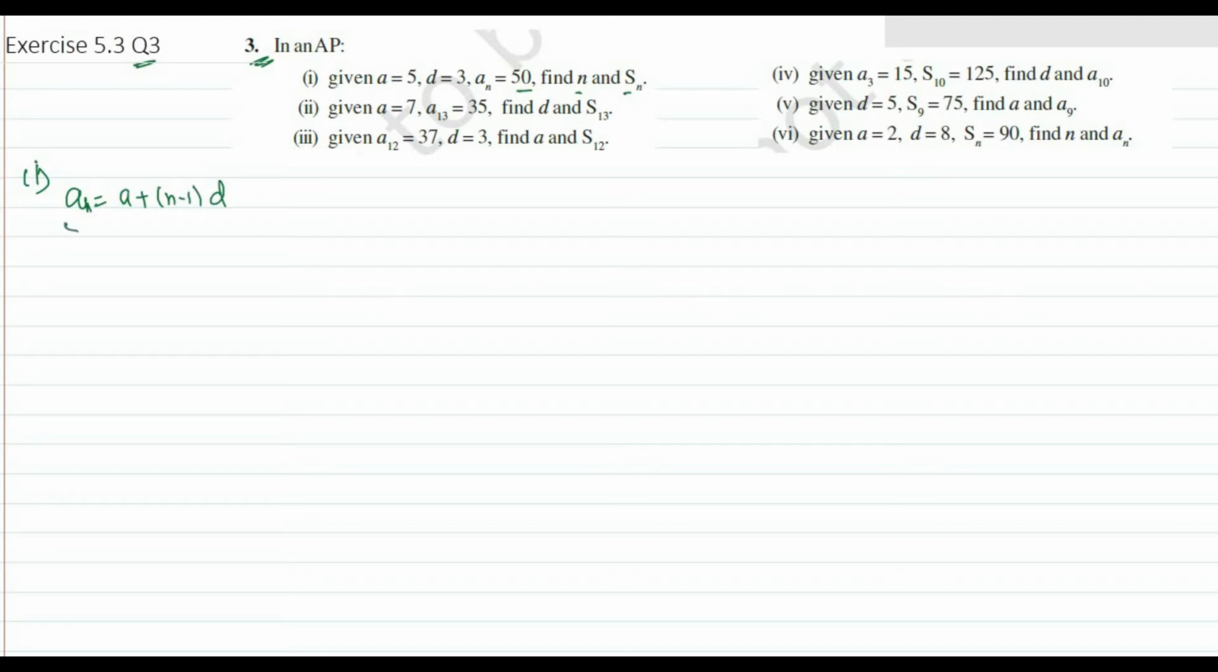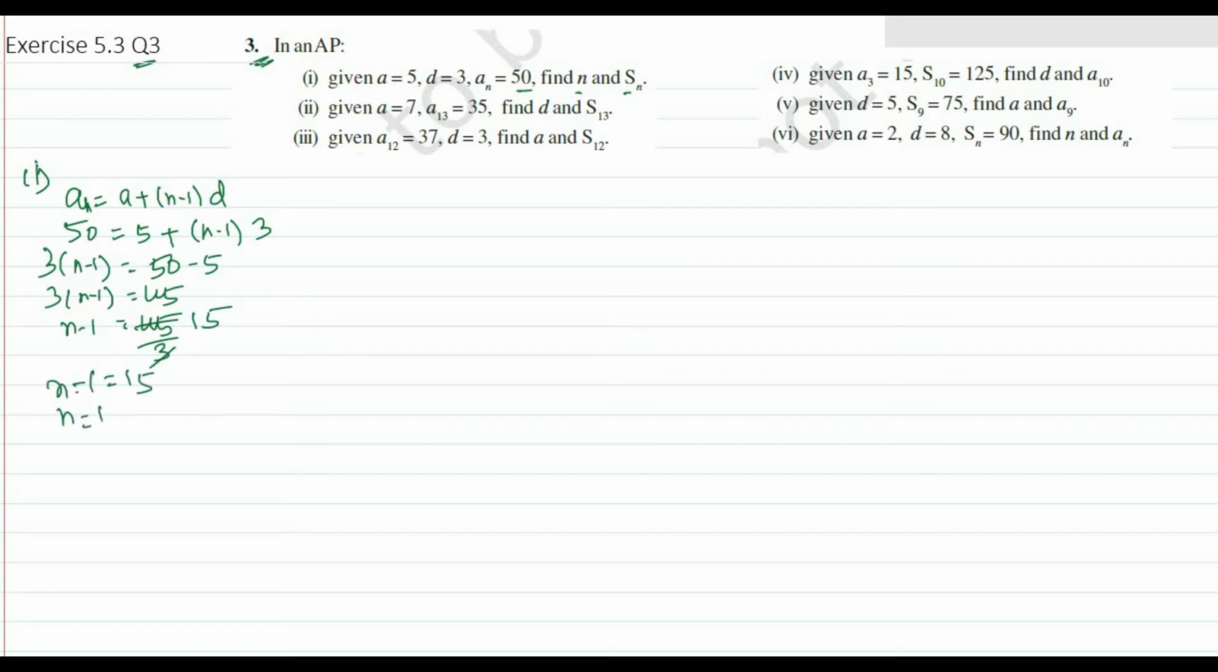He has given 50 is equal to 5 plus n minus 1 into d, and d is 3. So 3 into n minus 1 is equal to 50 minus 5. So 3 into n minus 1 is equal to 45. Okay, n minus 1 is equal to 45 divided by 3. 3 ones are 3, 3 fives are 15. So n minus 1 is equal to 15. So n is equal to 16.